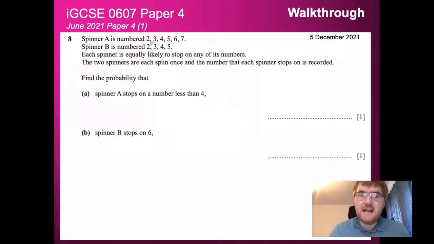So we've got spinner A, numbers 2, 3, 4, 5, 6, 7. Spinner B, 2, 3, 4, 5. Each spinner is equally likely to stop on any of its numbers, each is spun once, and the number that each spinner stops on is recorded. So, standard question. Find the probability that spinner A stops on a number less than 4. Remember, less than 4 doesn't include 4, it's just anything less than 4.